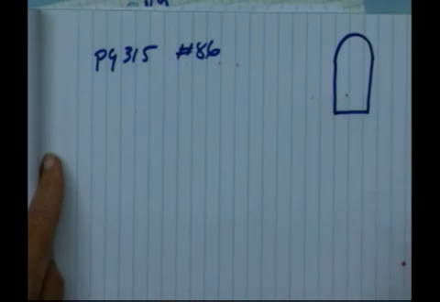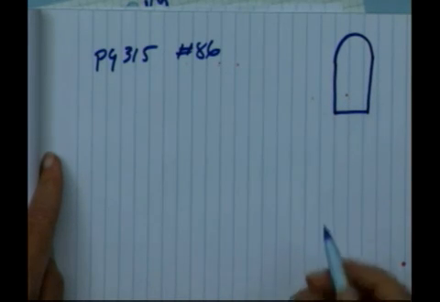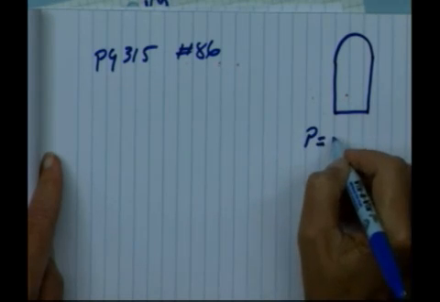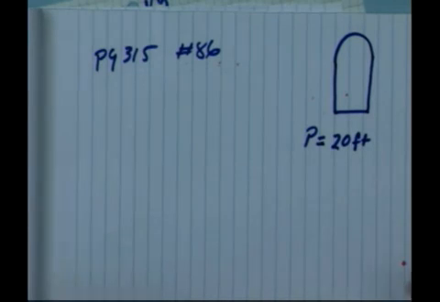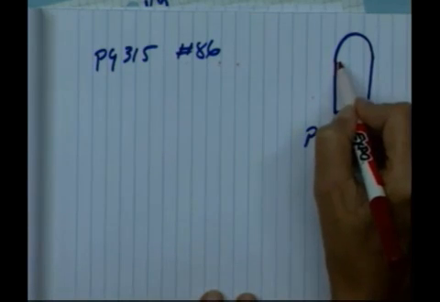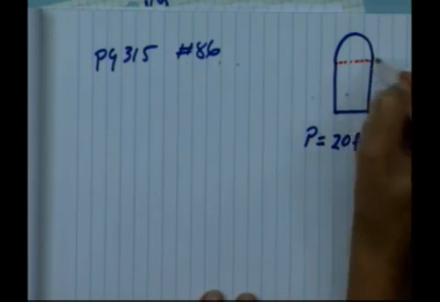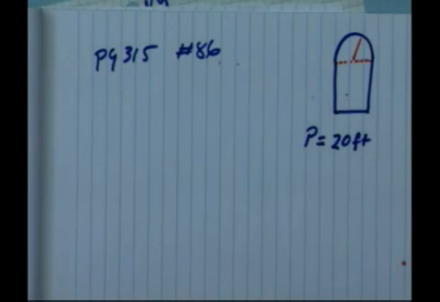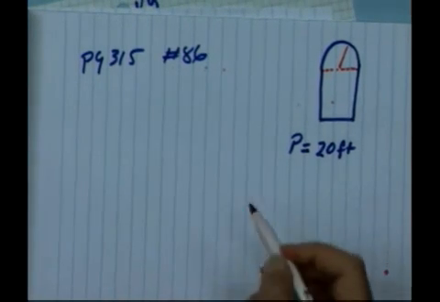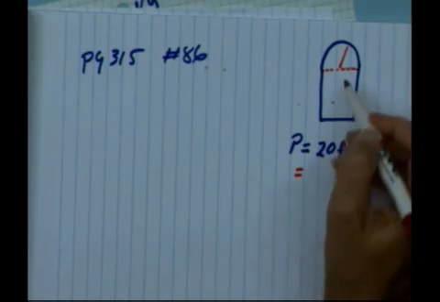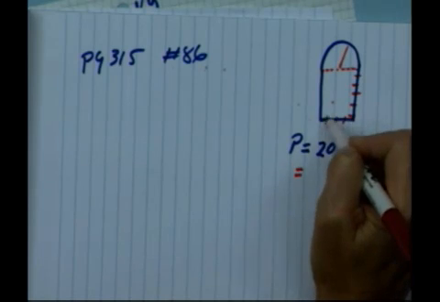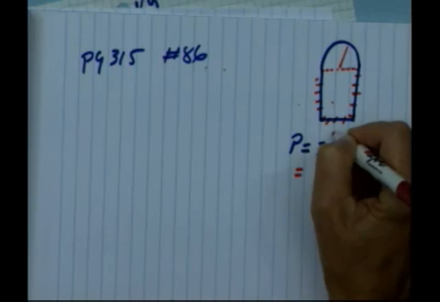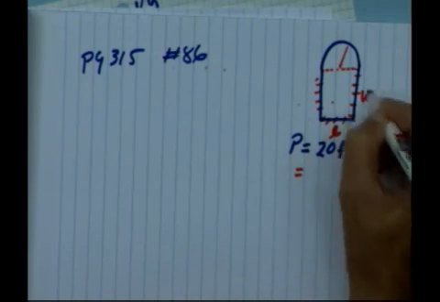All right, we're going to do a quick drawing here. A rectangle, and then we have a semicircle on top. And the perimeter here is equal to 20 feet. I'm just going to divide this up into two parts: we have a rectangle, and then we have a semicircle. The 20 feet is going to consist of the three sides of the rectangle. Let's give it a name. We'll call this length, and we'll call this width.